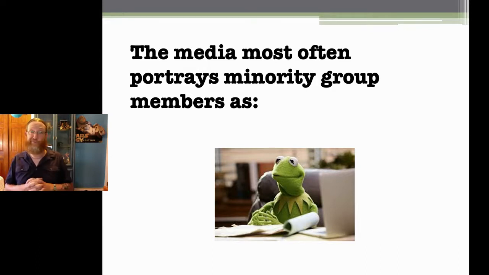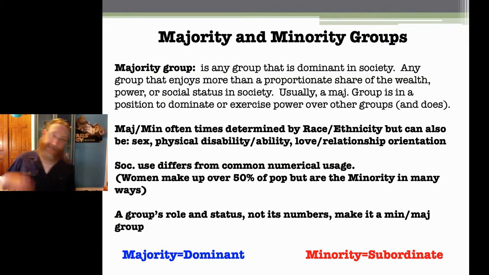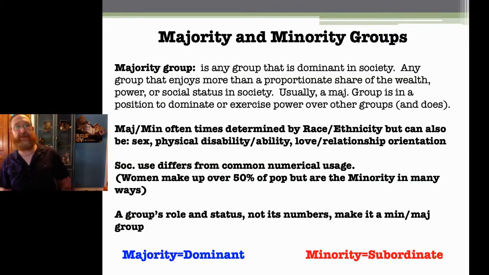So question, the media most often portrays minority group members as, and I guess I'll wait like Kermit. Hi-ho, this is, no, sorry.